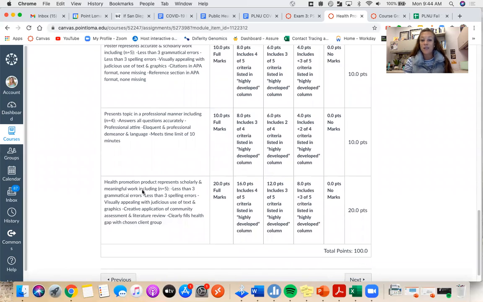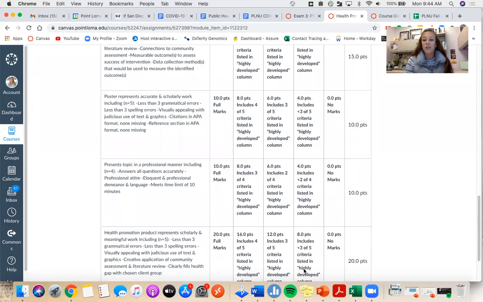Now, the last piece of this rubric is talking about the actual product. So this is separate. This is what is actually being used at your community site. And whatever it is, it needs to be creative, and it needs to be clearly meeting the need that you've identified. And again, no grammar errors, spelling errors, all of that.